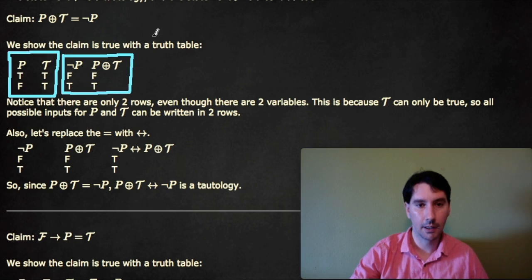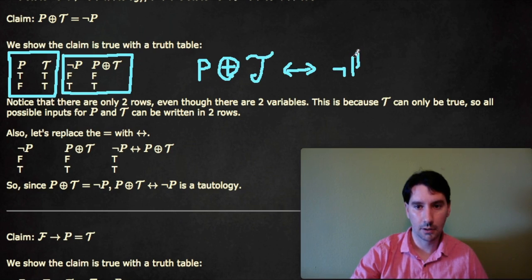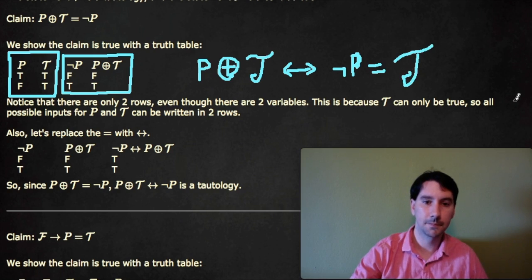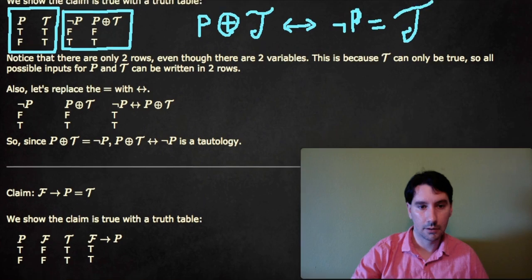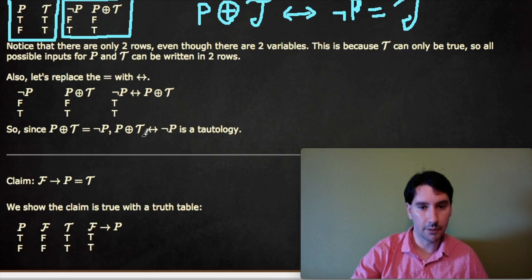And another way to state that, if we wanted to use what we just learned, would be to say that P exclusive or a tautology, if and only if not P, this is a tautology. So, okay, that's what I've written down here. P exclusive or a tautology, if and only if not P is a tautology.